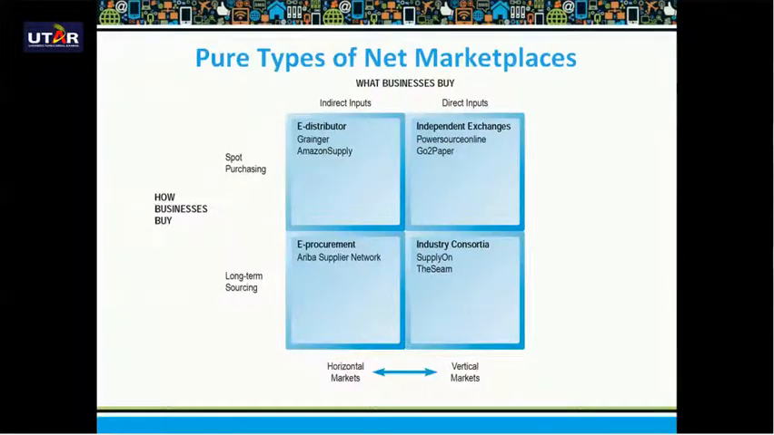Spot purchase, indirect input, there are 2 players: Grainger, Amazon Supply. Spot purchase, direct inputs, independent exchange, for example, Power Source Online, Go to Paper. Long-term sourcing, indirect input, Ariba Supply Network. Long-term sourcing, direct inputs, industry consortia, Supply on the Stream. So the markets range from horizontal markets to vertical markets.